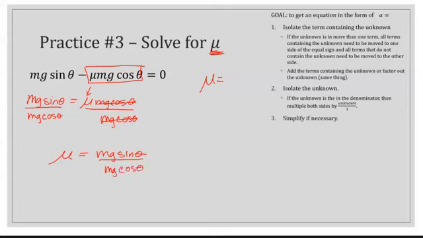The mg is on the top and the bottom, so those will cancel. And mu is equal to sine theta divided by cosine theta. You don't need to simplify this further into mu equals tan theta.